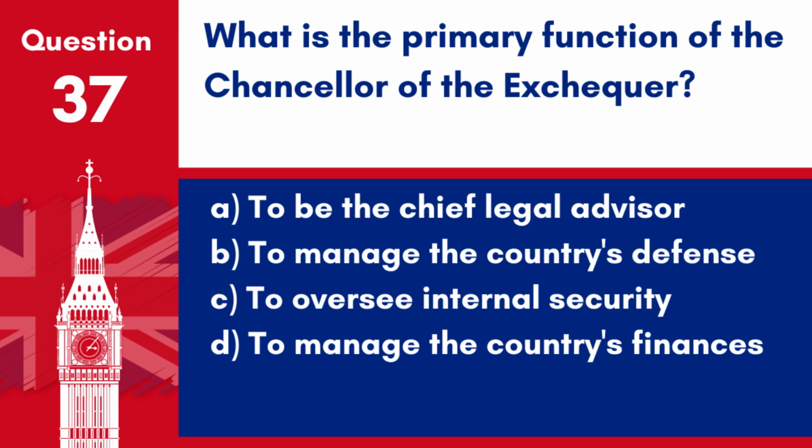Question 37. What is the primary function of the Chancellor of the Exchequer? A. To be the chief legal advisor. B. To manage the country's defense. C. To oversee internal security. D. To manage the country's finances. Answer: D. The Chancellor of the Exchequer is responsible for all economic and financial matters, including overseeing the Treasury.